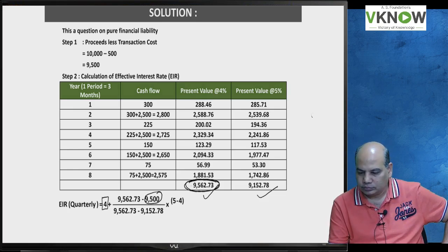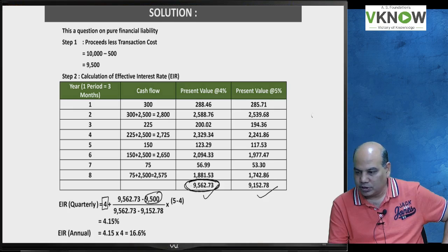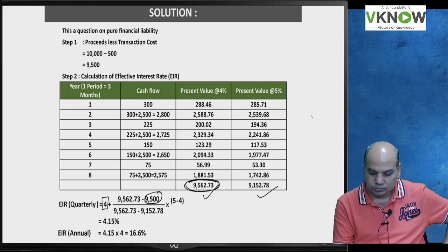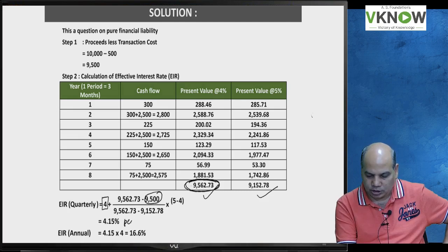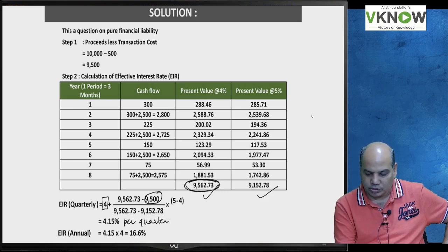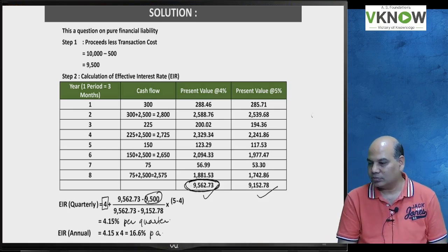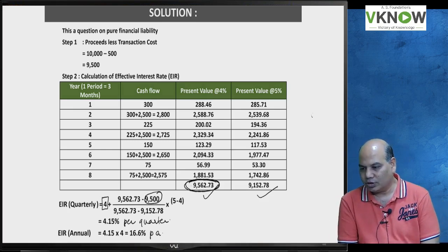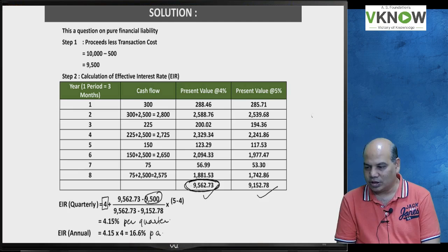4.15, 4.15% per quarter. Then you write down effective interest rate annual. Effective interest rate annual, multiply by 4 times. 16.6% per annum. Any query on this? This way also you can get the IRR. It is the same thing. Just think about it.